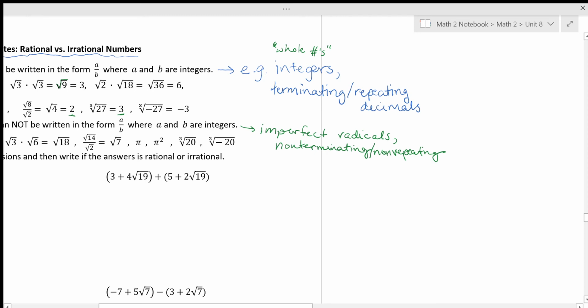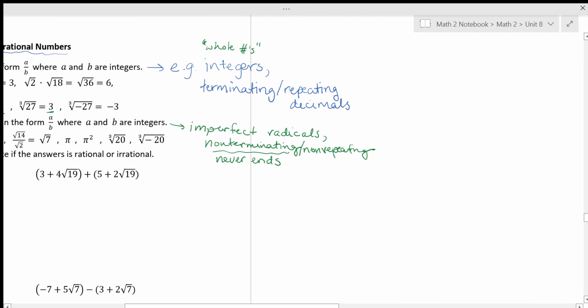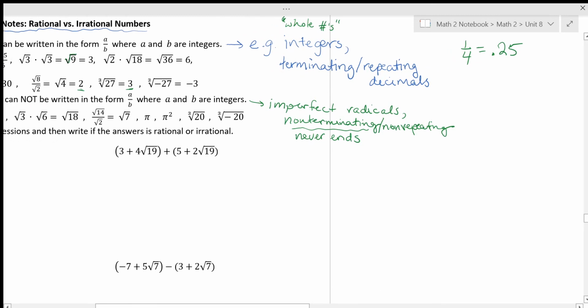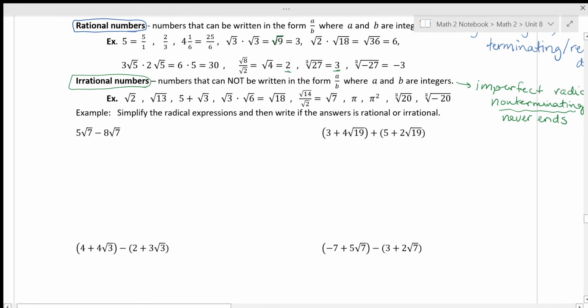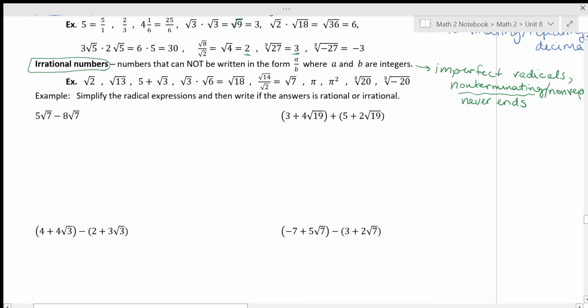Okay, so non-terminating means it never ends, right? So like in rational numbers, 1/4 as a decimal would be 0.25, right? That ends. That is a terminating decimal, so that is a rational number. A non-terminating, non-repeating decimal, that's like pi, right? Pi goes on forever and it never repeats itself, so it is an irrational number. Okay, so basically anytime we can get rid of our radicals, it's rational, but if we can't get rid of our radicals, then it's irrational. So that's mainly what we're dealing with in this section.